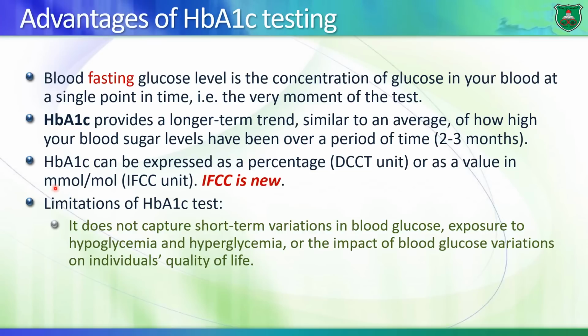Now, the amount of glycosylated hemoglobin can be expressed as percentages, but the new test uses what is known as the IFCC unit. Now, of course, there are limitations to the glycosylated hemoglobin test, and that is it doesn't really capture short-term variations. It doesn't tell if a person is hypoglycemic or hyperglycemic at the time of the test. Okay?